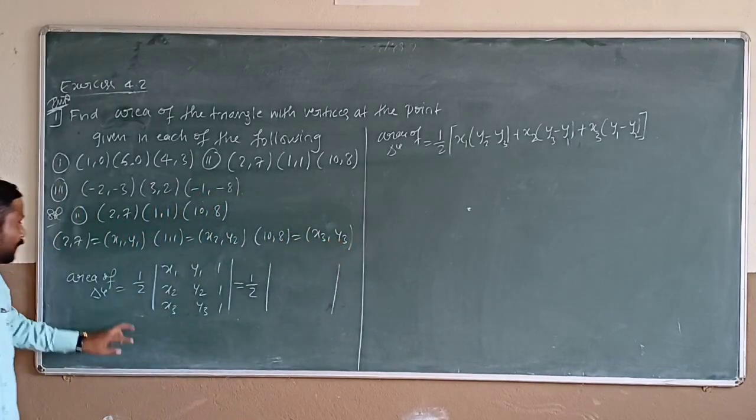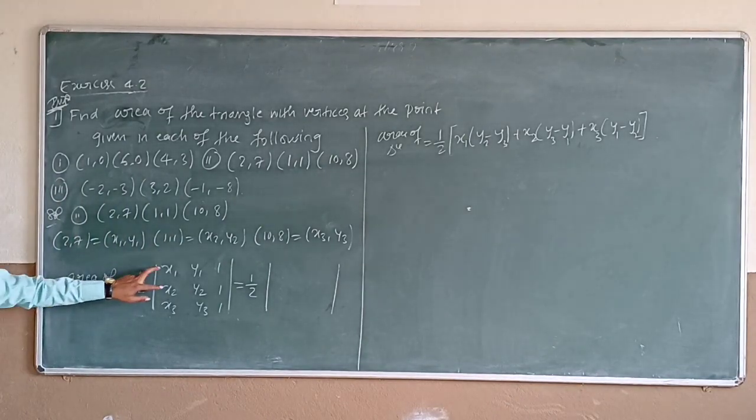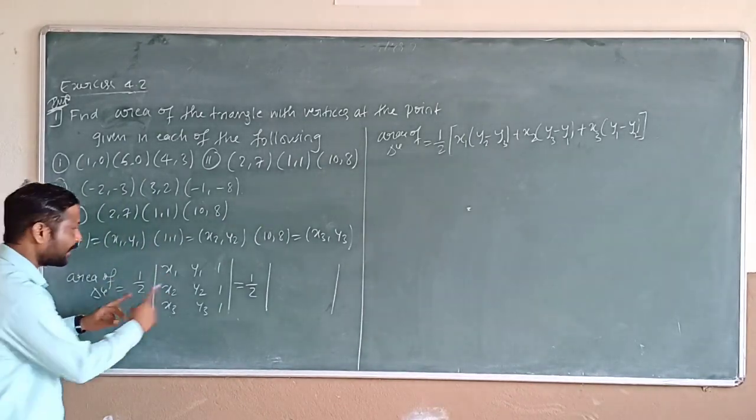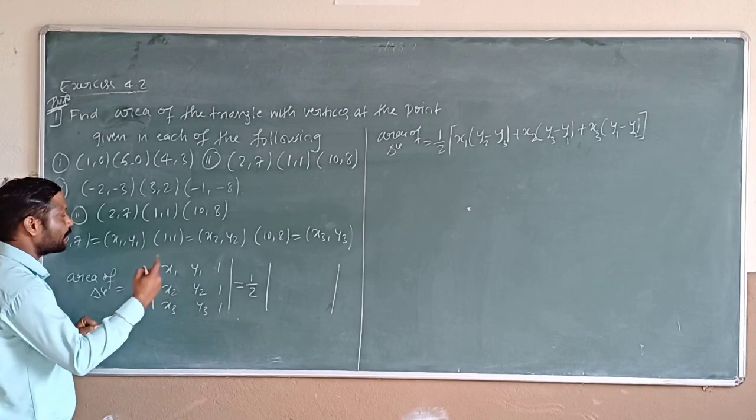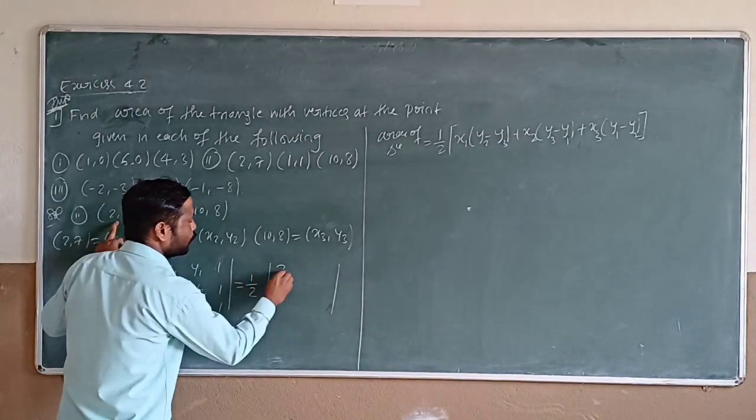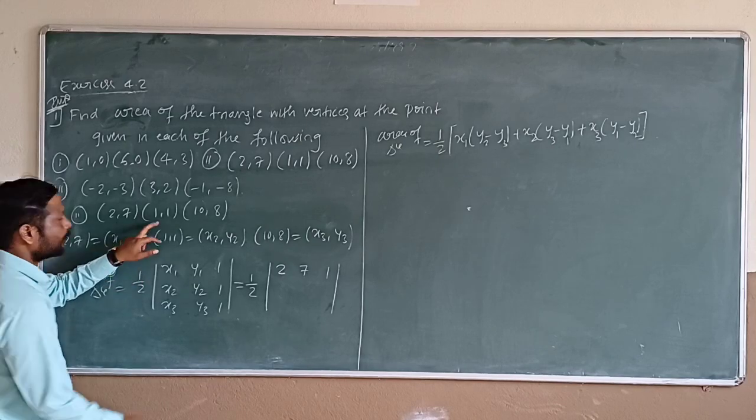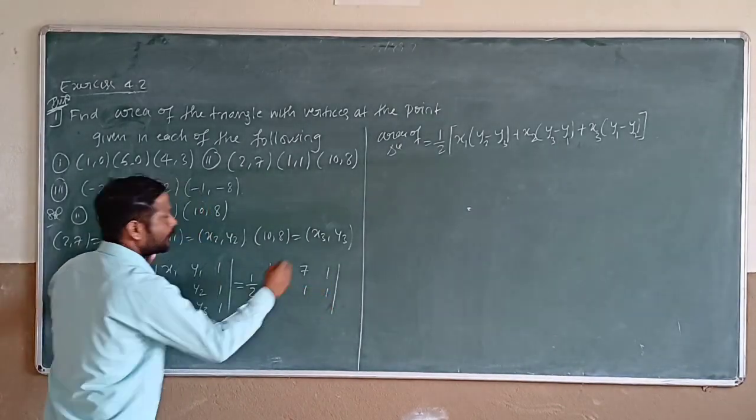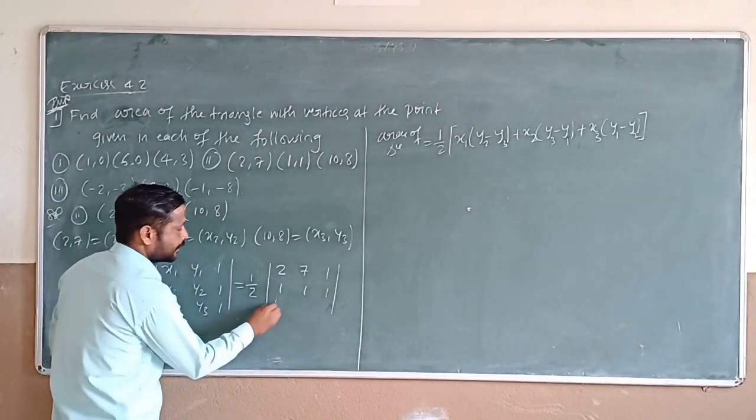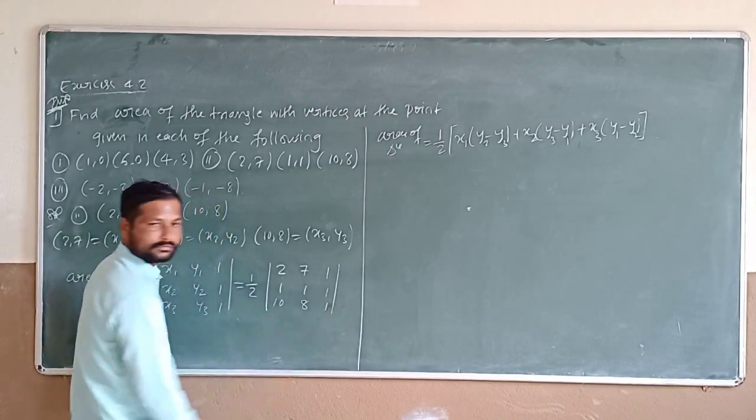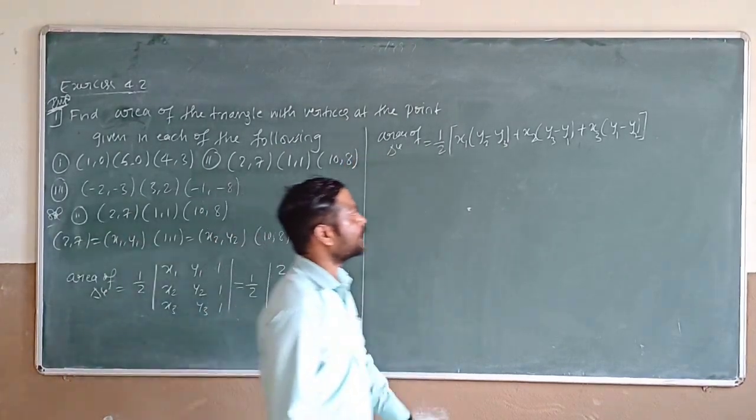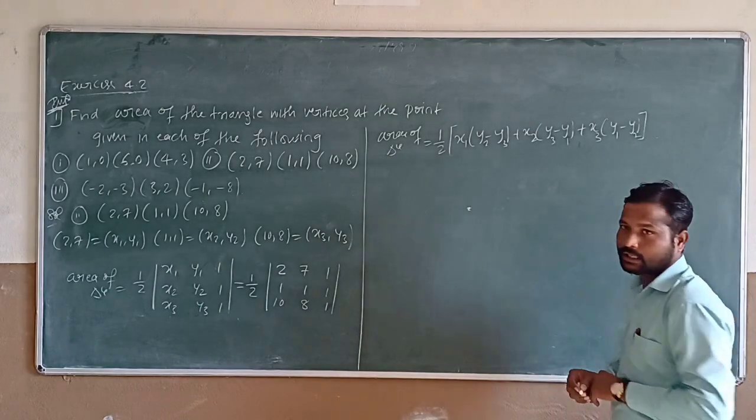Already we know that the area of the triangle is equal to 1 by 2 times this determinant. Keep 1 by 2 as it is, the rows are x1, y1, 1: 2, 7, 1; x2, y2, 1: 1, 1, 1; x3, y3, 1: 10, 8, 1. We know that the area of the triangle is again this one now, right?